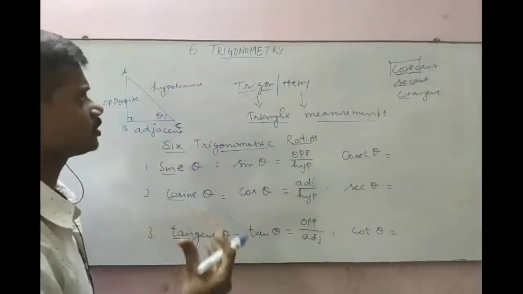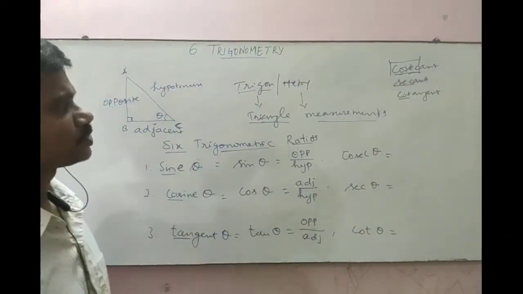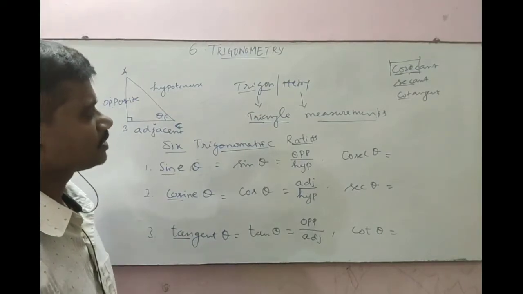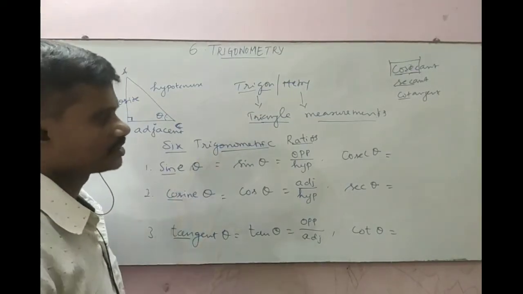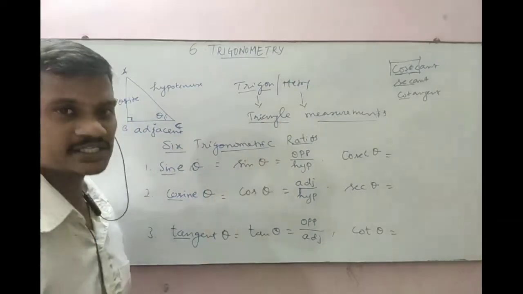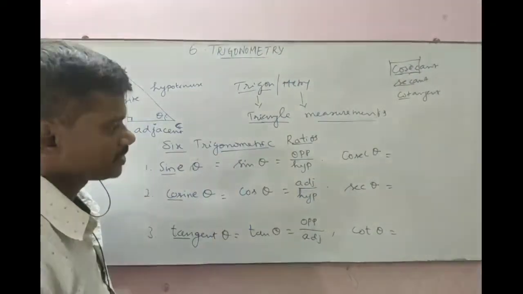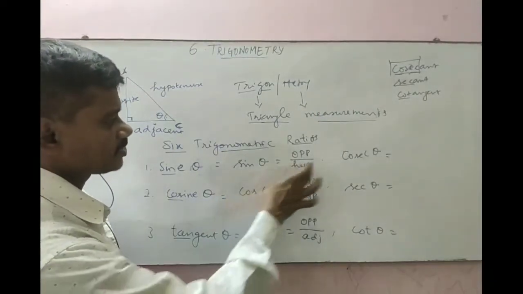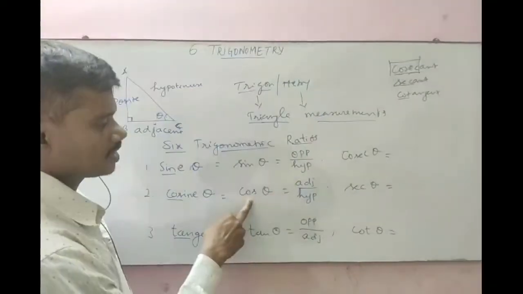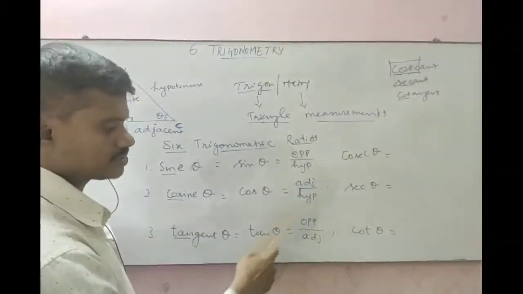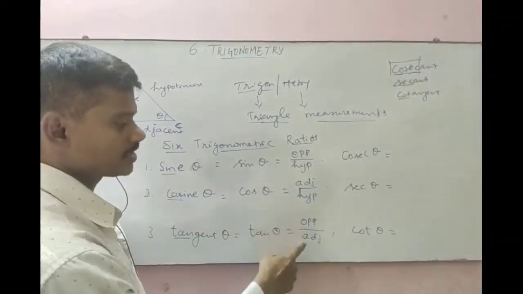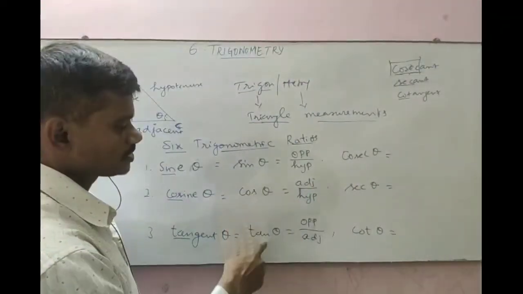You are learning all this newly for the first time. So you have to take your own interest and learn these things. Without knowing these basics you can't do the sums. So you read this thoroughly. Sin theta is equal to opposite by hypotenuse. Cos theta is equal to adjacent by hypotenuse. Tan theta is equal to opposite by adjacent. You have to know these 3.